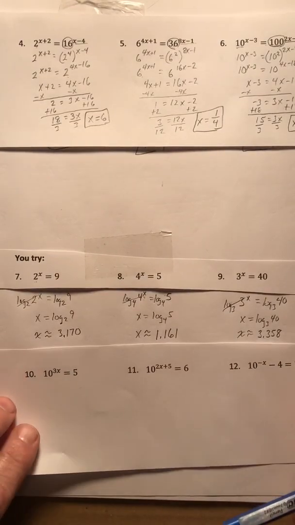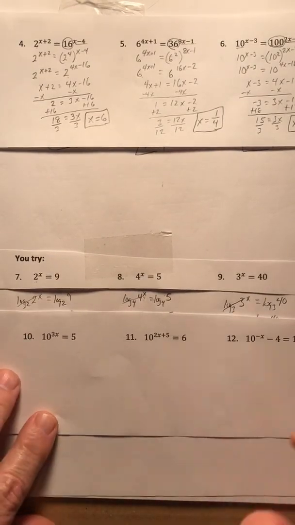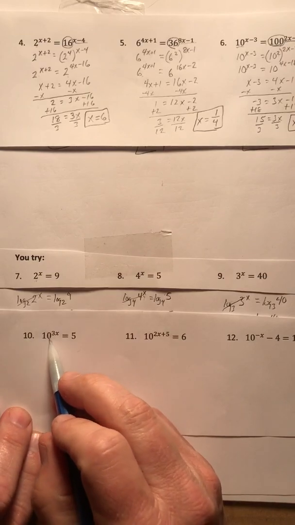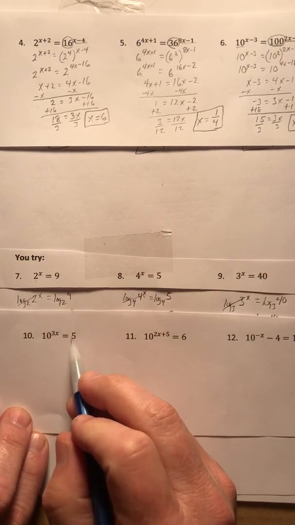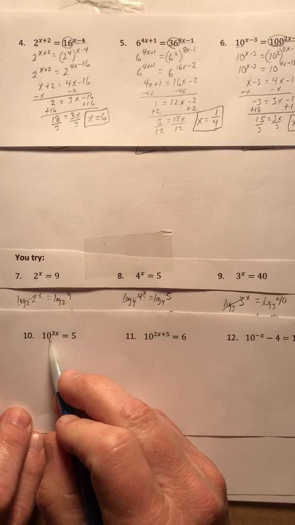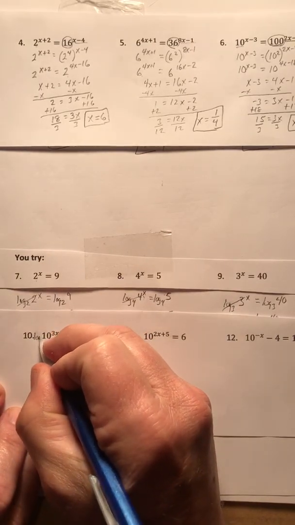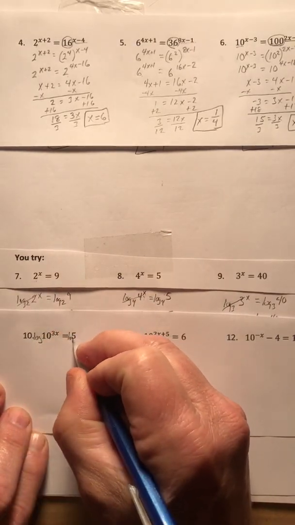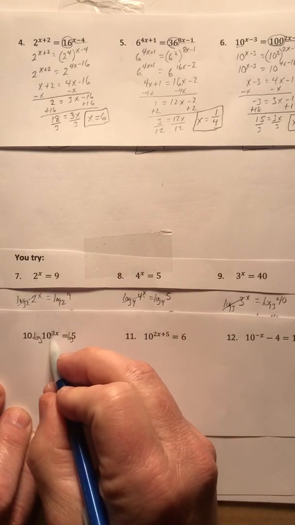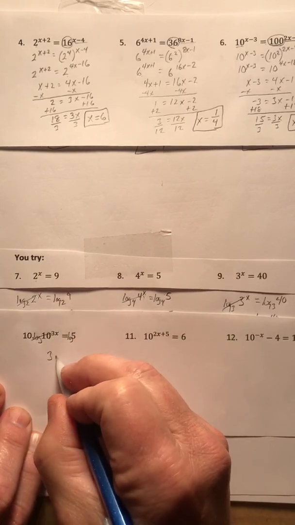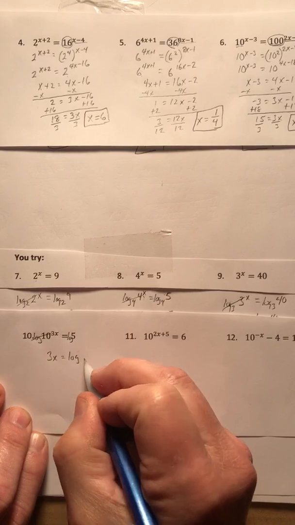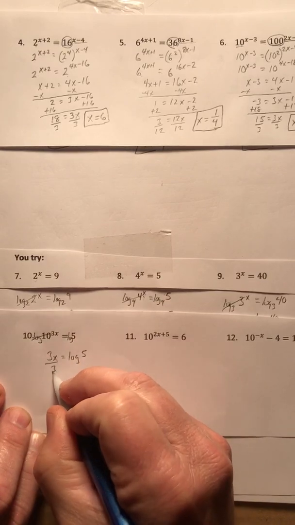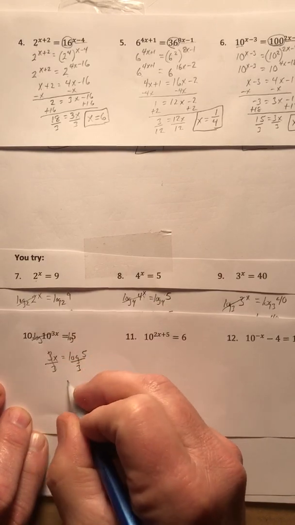All right, and then the last 3 we had to do. Again, we have 10 to a power equals 5. So this 10 we have to get rid of. So I just do a log base 10, which is just the word log. So that log and 10 cancel out. Leaves us with 3x equals log 5. And then I divide by 3. Divide by 3, they cancel out.